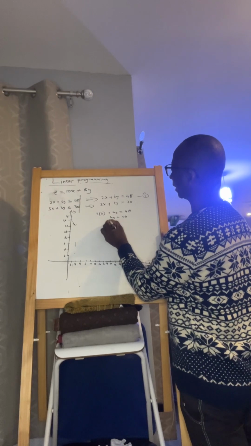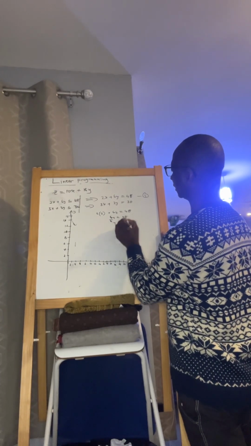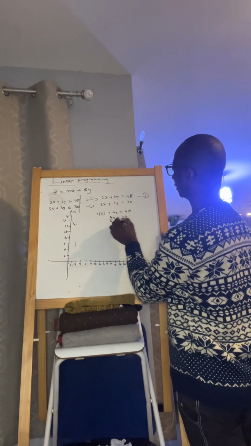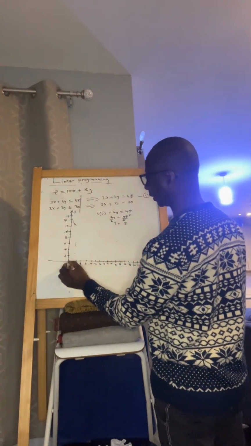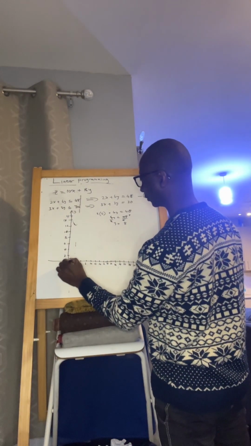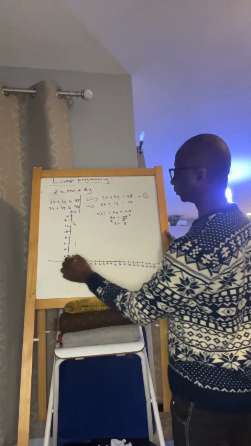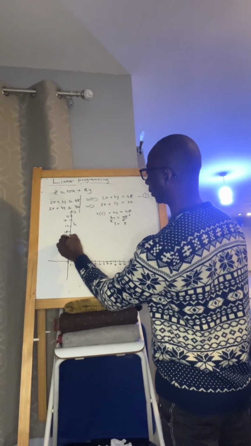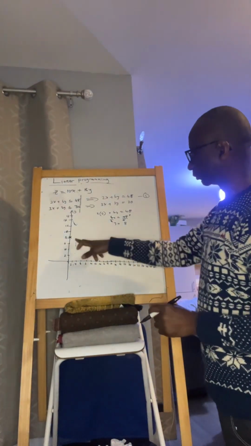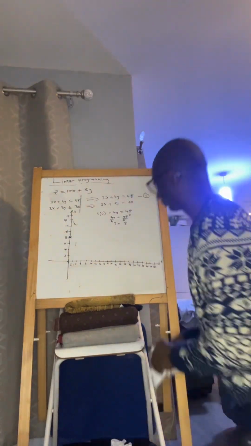So now you divide by 6. This will cancel. So now you have y equals 48 over 6, and 6 times 8 is 48, so you get 8 here. So when x is 0, y is 8. Along this line, x is 0. Along this line, y is 0. So when x is 0, y is 8. So we have a point here. That is this point here.